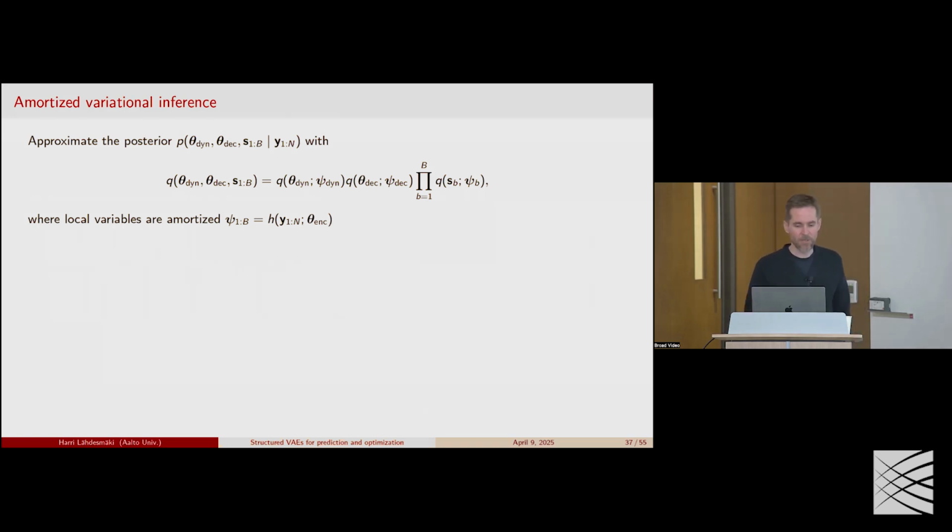Again, difficult to handle anything analytically, so we are relying on amortized variational inference. So the target is this joint distribution of the dynamics and decoder parameters as well as the shooting states, given the observations of the trajectory. And then that is now approximated by a variational distribution, which factorizes into components corresponding to the model parameters and then an amortized part for the shooting states.